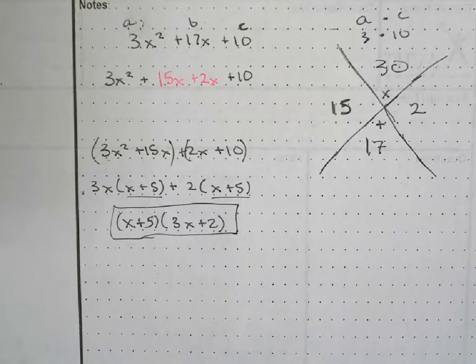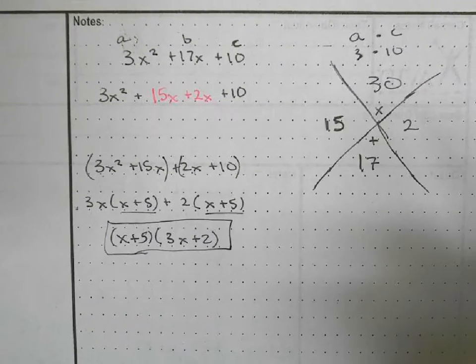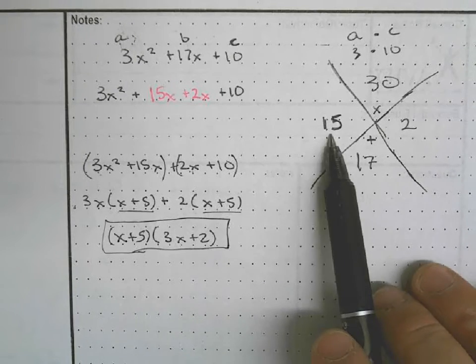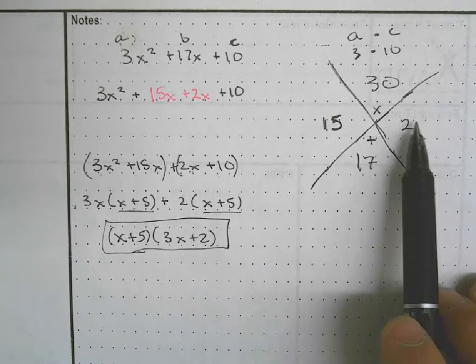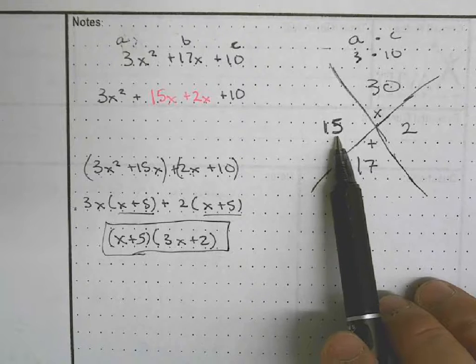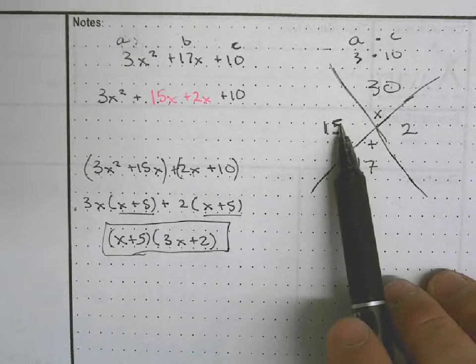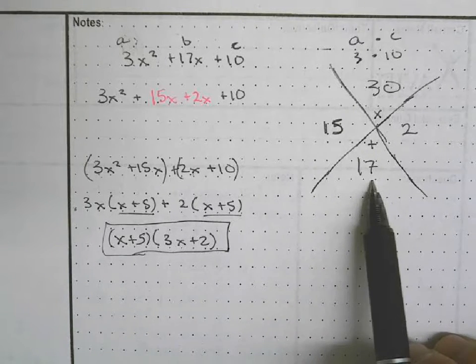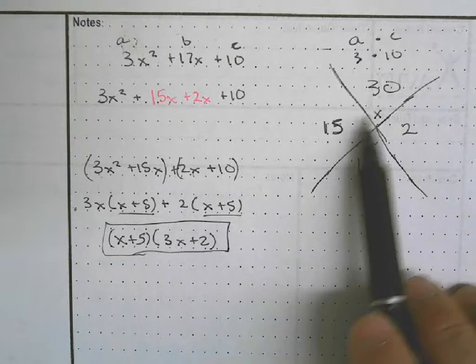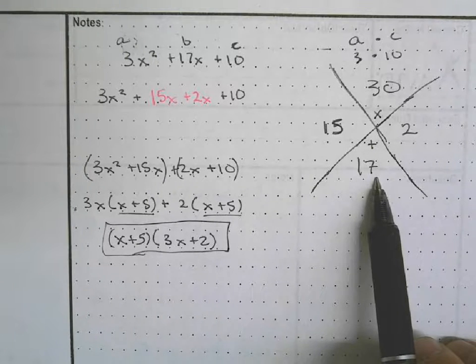So the most challenging part about this is really, well, there's a lot of challenging parts. But I find that it's sometimes difficult to find these numbers, like really racking your brain on what two numbers can multiply to a number and at the same time add to a different number. So 15 times 2 is 30, 15 plus 2 is 17.